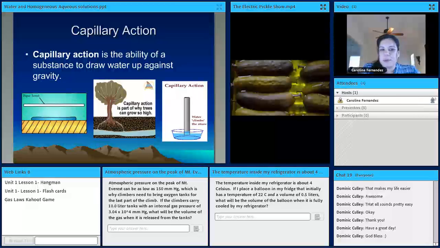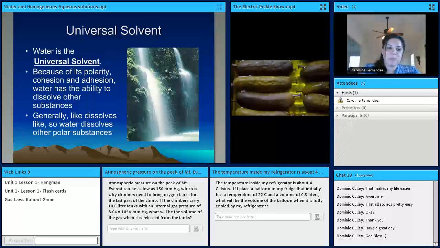This is an example of capillary action. Another place that you can see capillary action aside from plants is if you put a paper towel and stick it up in a liquid, you will see that the liquid will rise. And so that's water going against gravity.